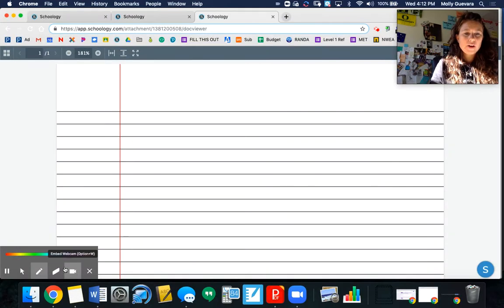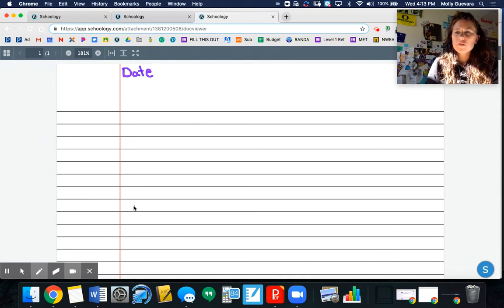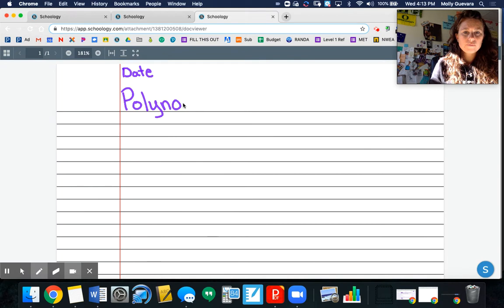What color do we want? Which is polynomial operations. So again, when you are taking notes in your notebook, don't forget to write the date of the notes, and then also the title. So the title of today's notes is polynomial operations.